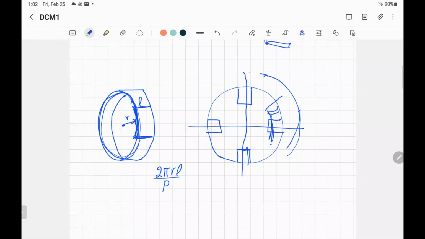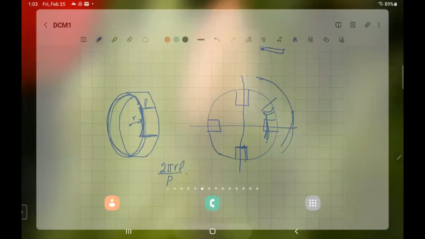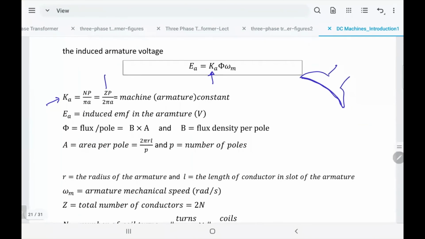But they may give you a factor, because the magnetic field may not cover the whole area, for example, maybe only 75%. You can multiply by that factor if it's given, but if it's not given, consider it ideal and that you don't lose anything. So that's how you calculate the area under each pole.